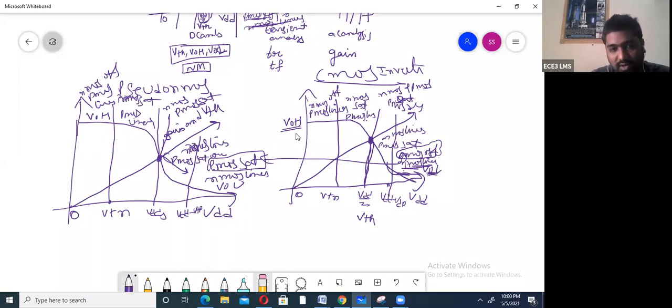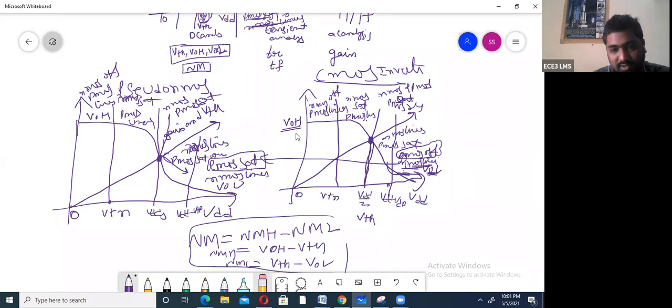So from this we will find the noise margin. Noise margin is nothing but NMH and NML. NMH is nothing but VOH minus VIH. NML is nothing but the threshold voltage minus VOL. So from this we can find out the noise margin. That graph I will show.